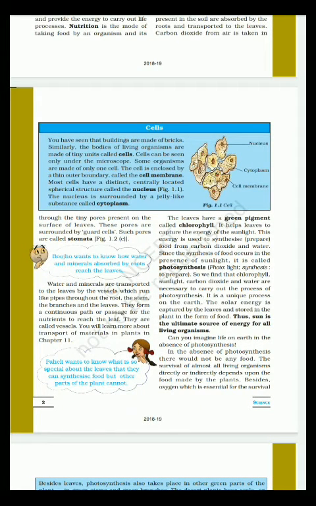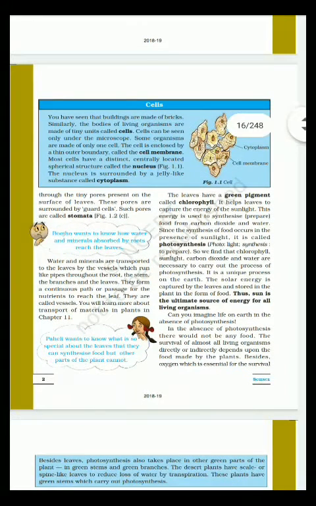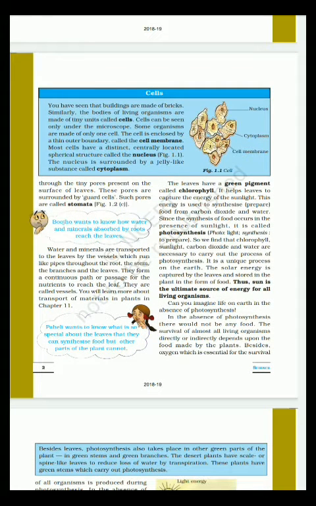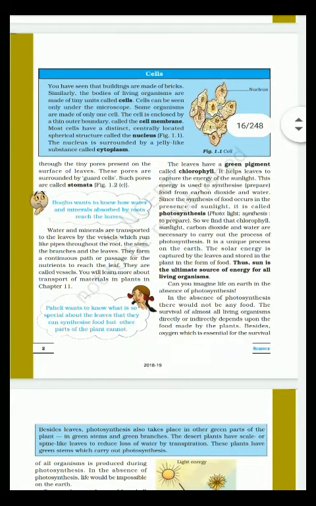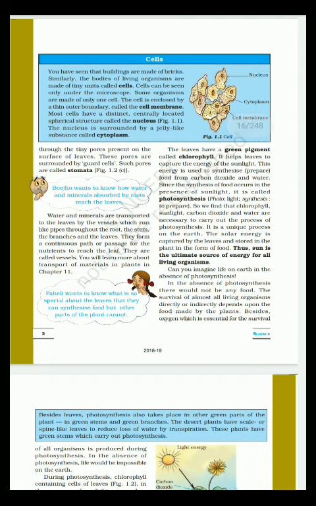Water and minerals are transported to the leaves by the vessels which run like pipes throughout the root, the stem, the branches and the leaves. They form a continuous path or passage for the nutrients to reach the leaf. They are called vessels. The leaves have a green pigment called chlorophyll that gives the green color to the leaves, like hemoglobin gives red color to human blood.